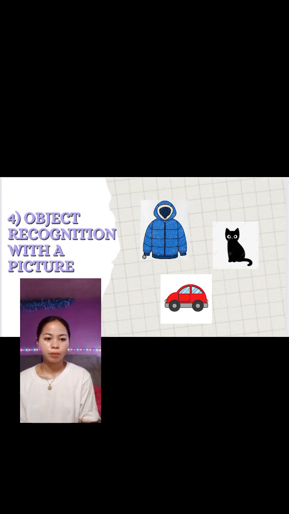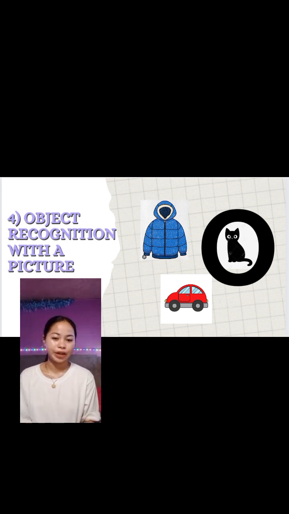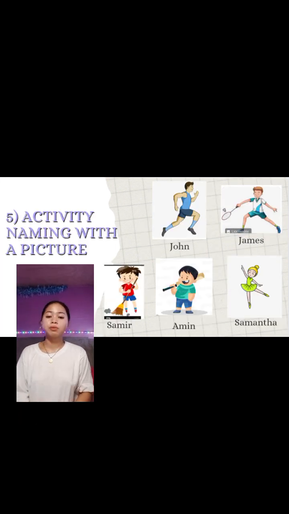For example, yesterday I saw a beautiful black cat in the street. So, what is the correct picture pertaining to the question? Very good. The picture of a cat. So, what you're going to do is to encircle the black cat. Okay? Very good. And now let's proceed to number 5, which is activity naming with a picture.